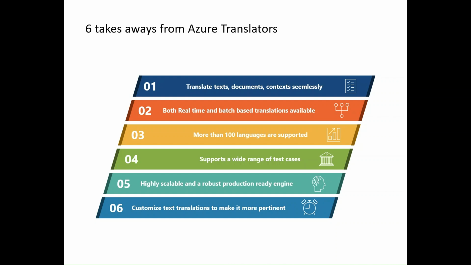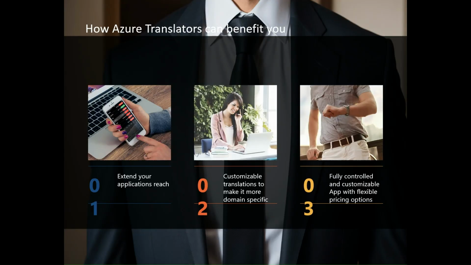All these use cases have been tested, tried, and experimented with through various kinds of machine learning models. It's a highly scalable and robust production-ready engine, and you can customize text translations to make them more pertinent and relevant to your business domain-specific needs. Azure Translator as a result is a robust architecture to help you out in all kinds of automatic translation services. So these are a few benefits that Azure Translator can help you out with.